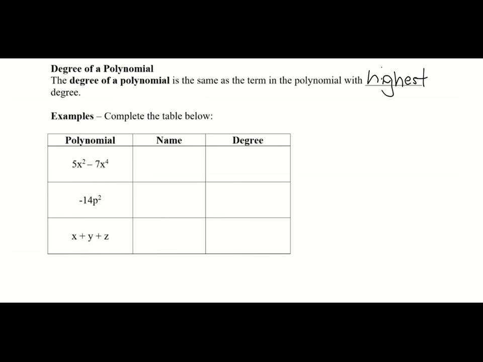So if we look at our first polynomial here, notice we have two terms, so it is going to be considered a binomial. And I want to look for the highest degree. This first one has a degree of 2 because it's x squared, and that's my only variable with exponents on that term. The second one has a degree of 4 because it's x to the 4th power. So the degree of the polynomial, again, is the term with the highest value. So it is the degree of 4 here.